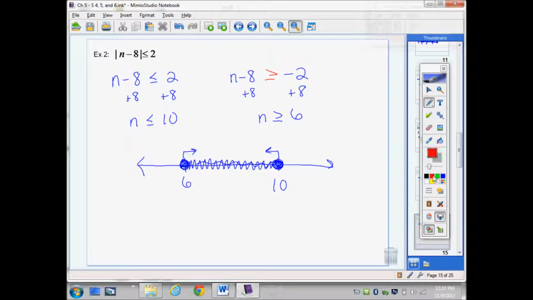What we cannot have is the absolute value of anything is less than a negative number. Right? We can't, absolute value is not negative. So it certainly can't be less than a negative. So if this happens, you have no solution.